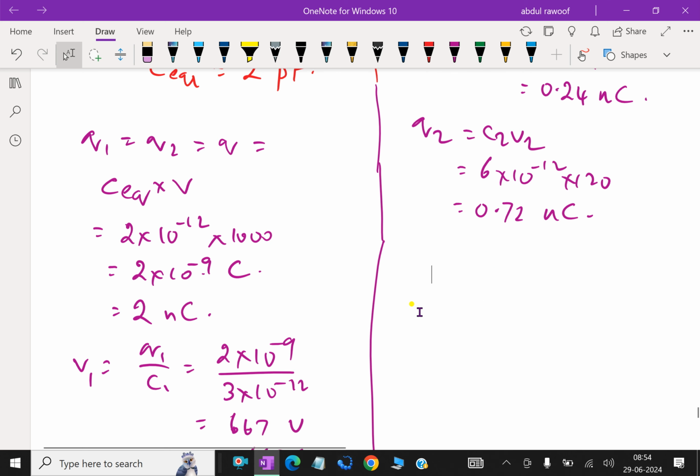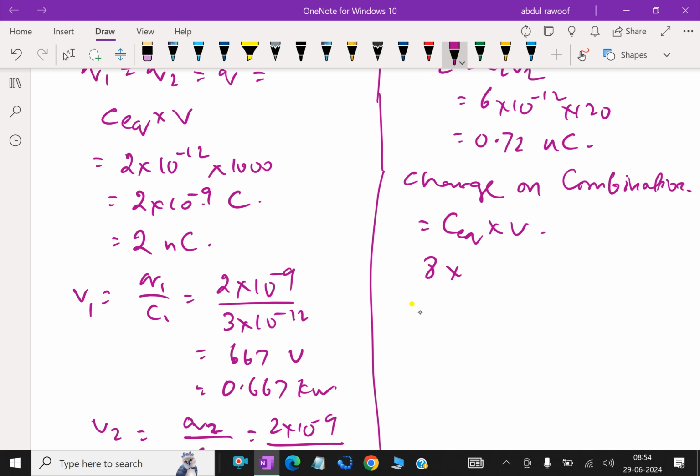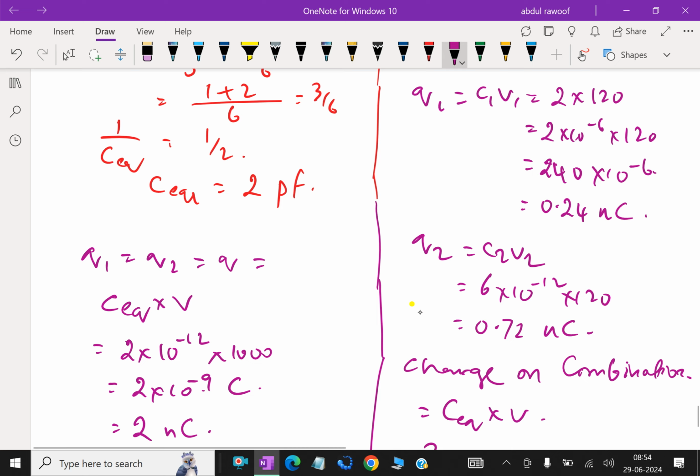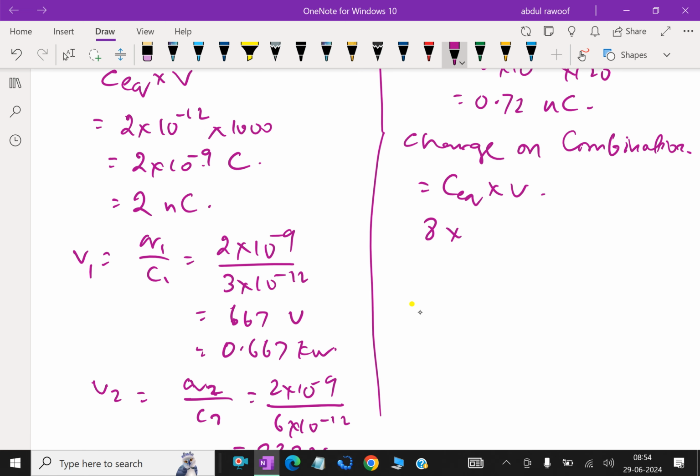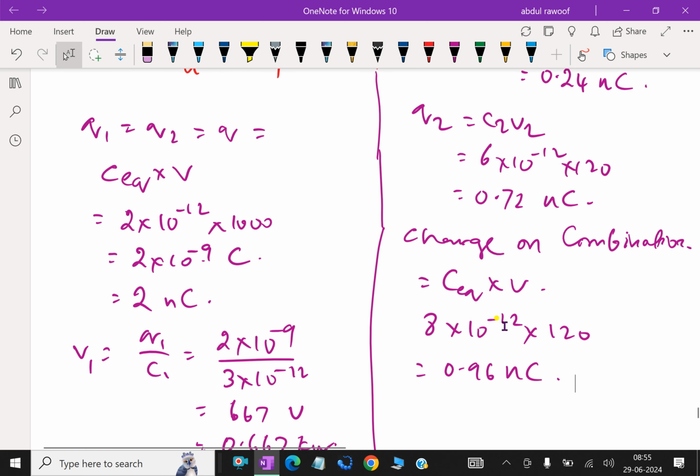Then the charge on the combination, that means total charge, is equal to C equivalent into V, which is equal to 8 into 10 power minus 12, this is micro, and 120 volts, which is equal to 0.96 nanocoulomb. Adding both, 0.24 plus 0.72 is 0.96 nanocoulomb.